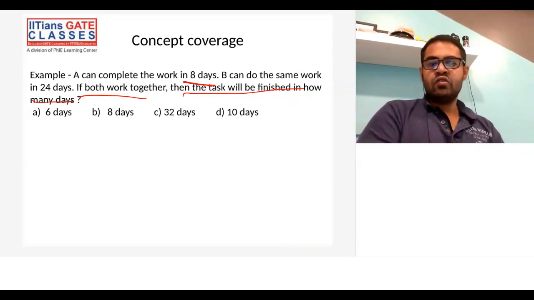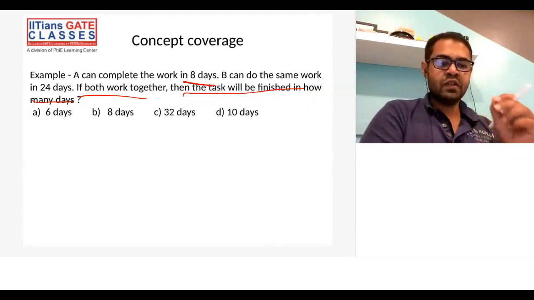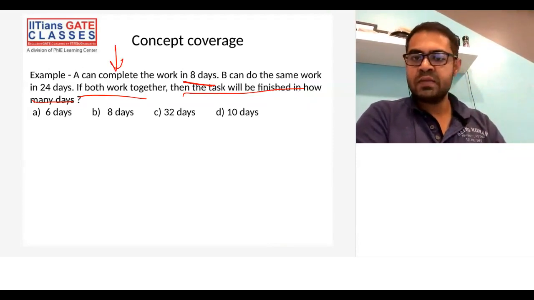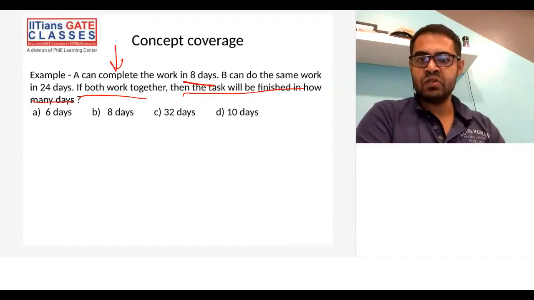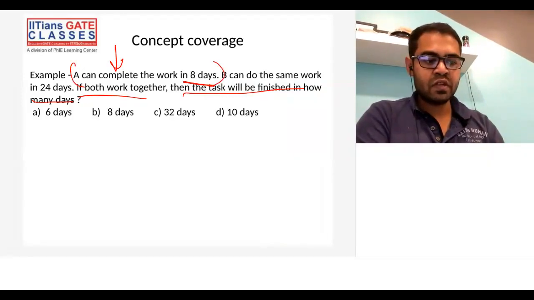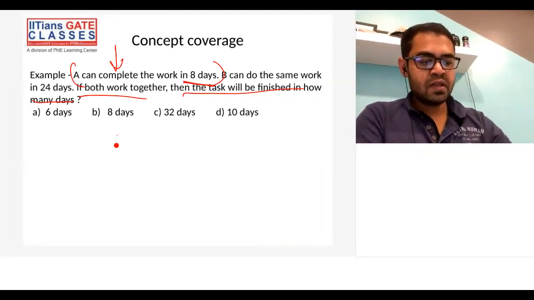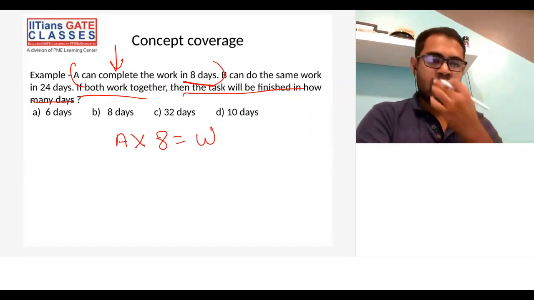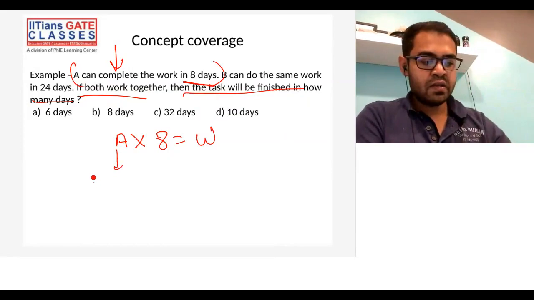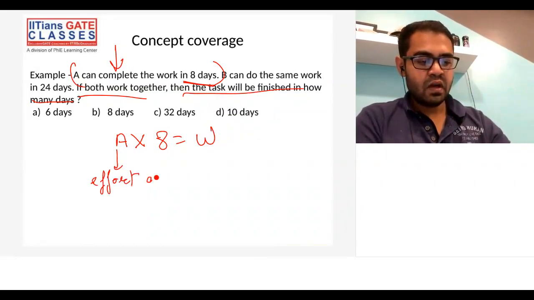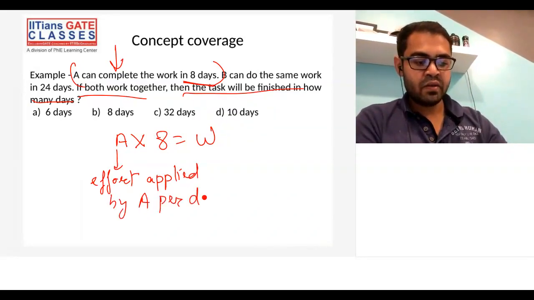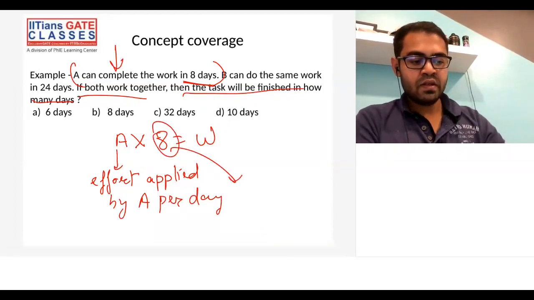It's pretty easy. The best way to solve any time and work question is, first of all, these are statements. Convert these statements into mathematical equations. I'll write the equation for the first statement. The equation becomes A times 8 is equal to W. I'll tell you what A is. A over here is the effort applied by A per day. This is the number of days A applied effort.